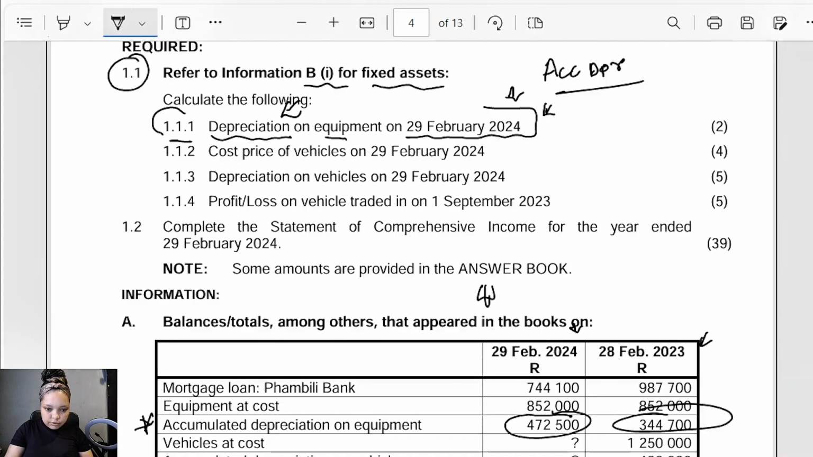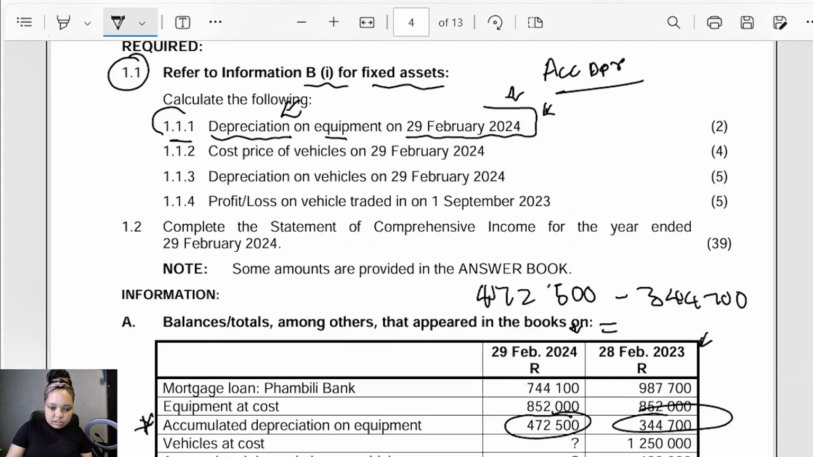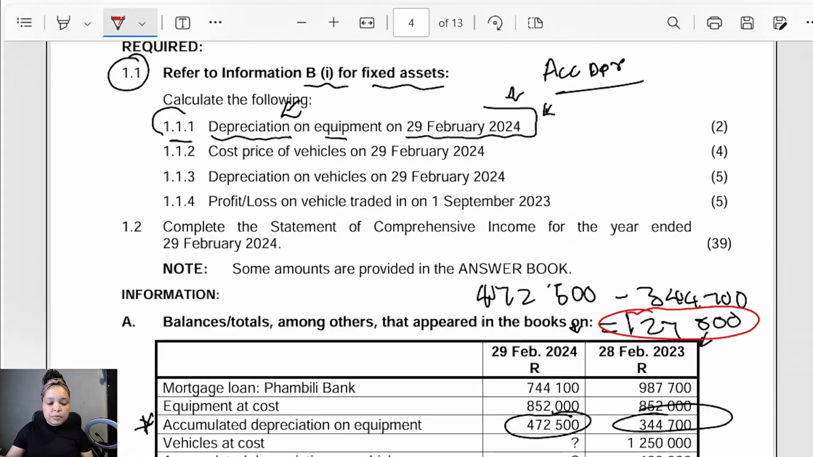And this is 472,500 minus 344,700. This gives us a total of 127,800. Remember what I said accumulated depreciation is? This is all the depreciations added together up to this time.